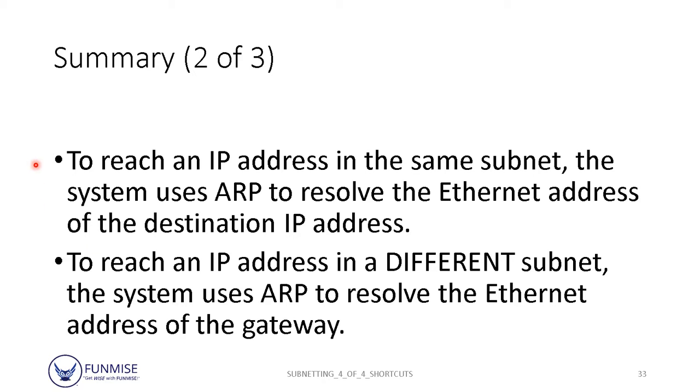Now, to reach an IP address in the same subnet, the system uses ARP to resolve the Ethernet address of the destination IP address. To reach an IP address in a different subnet, the system uses ARP to resolve the Ethernet address of the gateway.